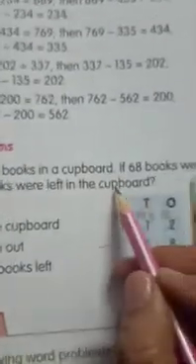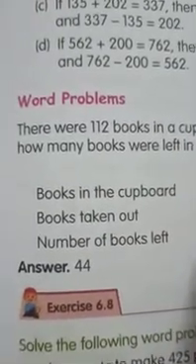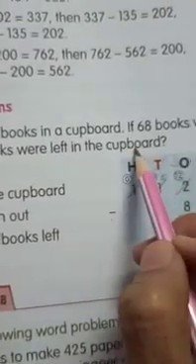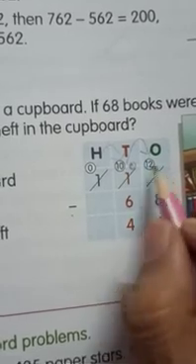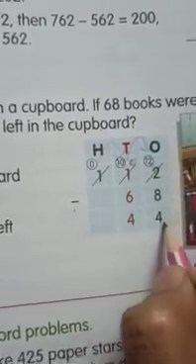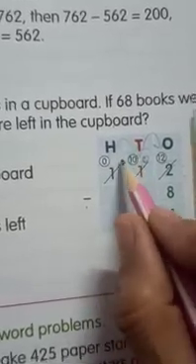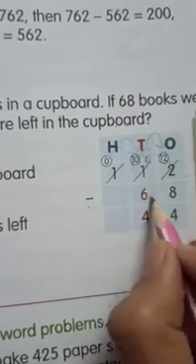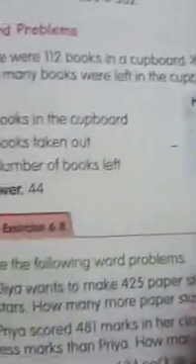Next, word problems. There were 112 books in a cupboard. If 68 books were taken out, how many books were left in the cupboard? Taken out, that means you have to do the subtraction. 112 minus 68. 8 cannot be subtracted from 2. So borrow 10. 12 minus 8 is 4. Again 6 cannot be subtracted from 0. So borrow 1 from the hundreds place. So it will become 10. 10 minus 6 is 4. So the number of books left is 44. In the same way, you have to complete exercise 6.8.